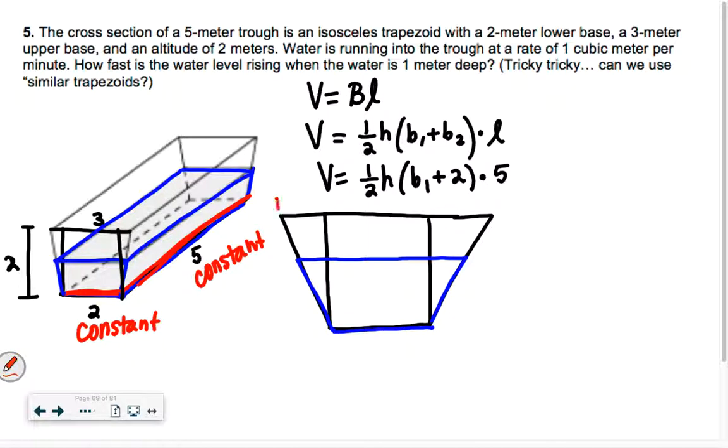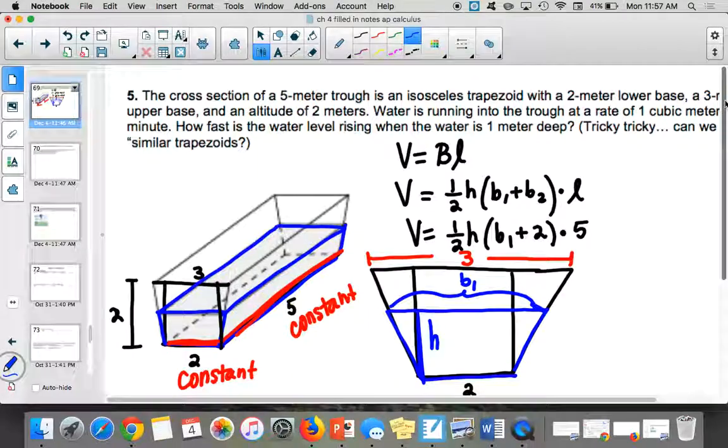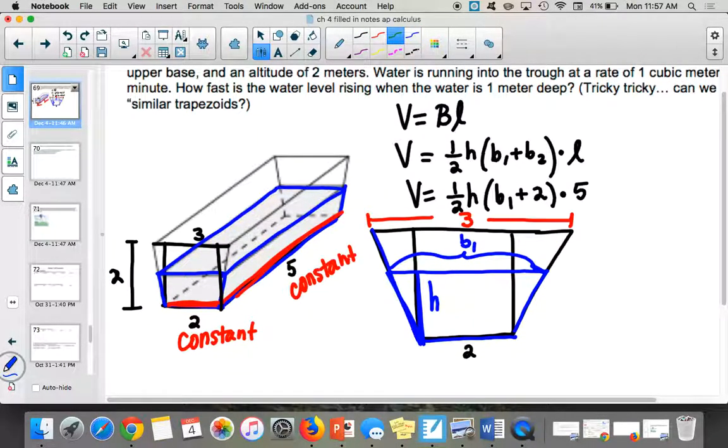The top was 3. The bottom was a constant 2. B1 is what I'm representing for the base of the water, so going all the way over here. Do you guys see it? H is the height of the water, so this is H. We have similar, not trapezoids, but similar triangles. Do you see the similar triangles? Okay, so our similar triangles, let me use another color, are right here. Did you guys see?